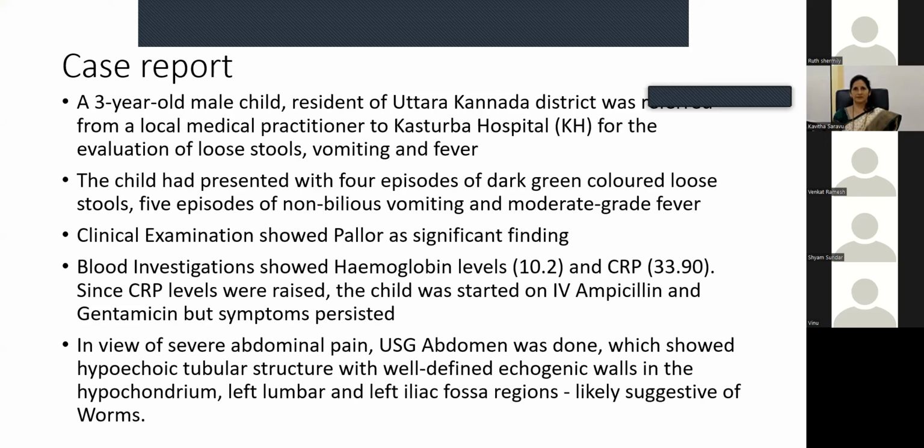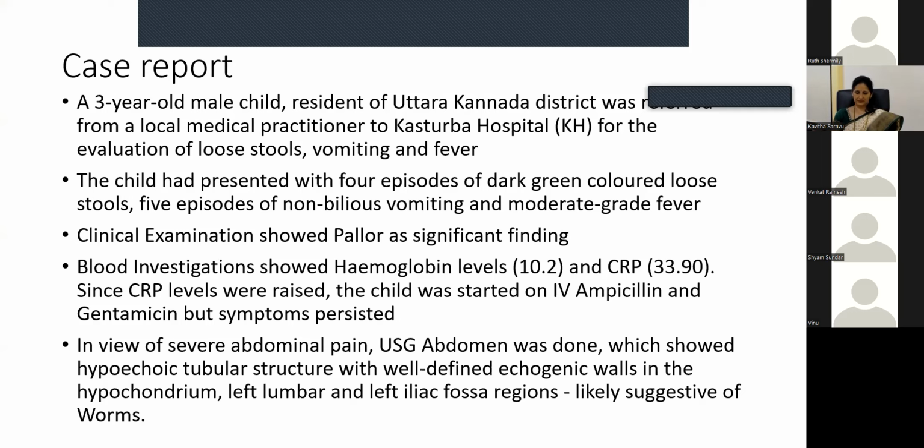the local practitioner to Kasturba Hospital for evaluation of loose stool, vomiting, and fever. The child had presented with 4 episodes of dark green colored loose stools, 5 episodes of non-bilious vomiting, and moderate grade fever. Clinical examination showed pallor, which was a significant finding, with a hemoglobin level of 10.2 and CRP of 33.9.